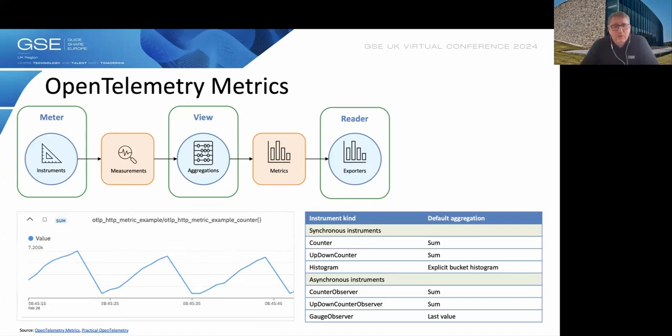Based on the measurements, there is this concept of views, which then allow you to aggregate those measurements to then come to a final representation of metrics, which then can be again exported to any backend for further analysis and processing. In the context of the mainframe, of course, it is interesting here that we have technology available which does the instrumentation of metrics.